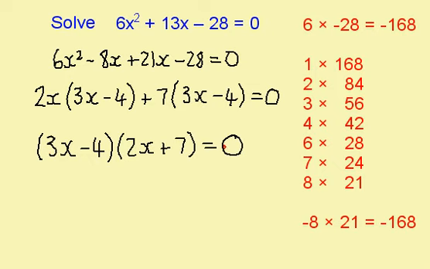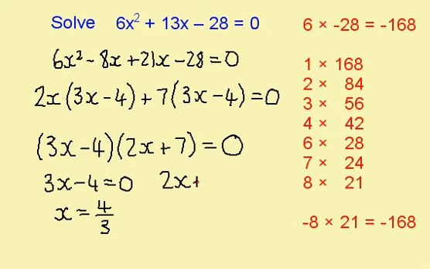For this equation to equal 0, this bracket or this bracket must equal 0. If this equals 0, then x equals 4 over 3. And if this equals 0, x equals minus 7 over 2. These are my two solutions to my equation.